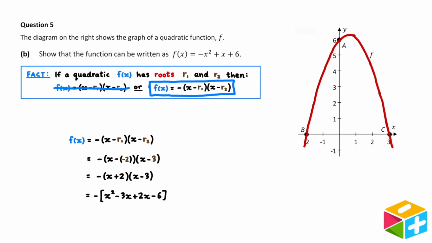Now we can multiply out our brackets. X times x is x squared. X times -3 is -3x. +2 times x is +2x. And +2 times -3 is -6.